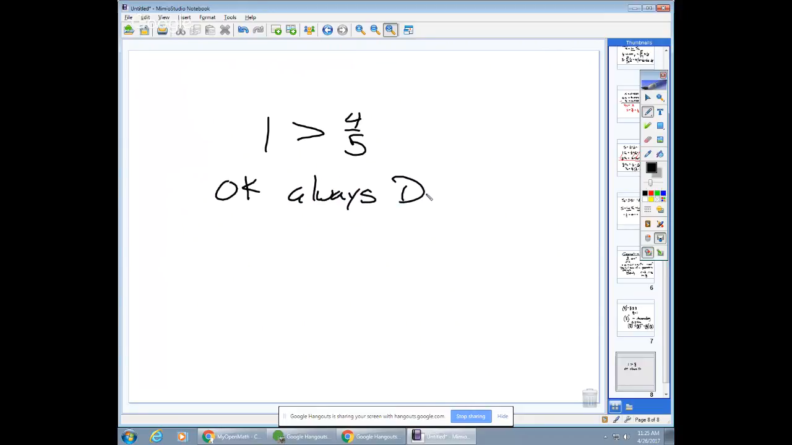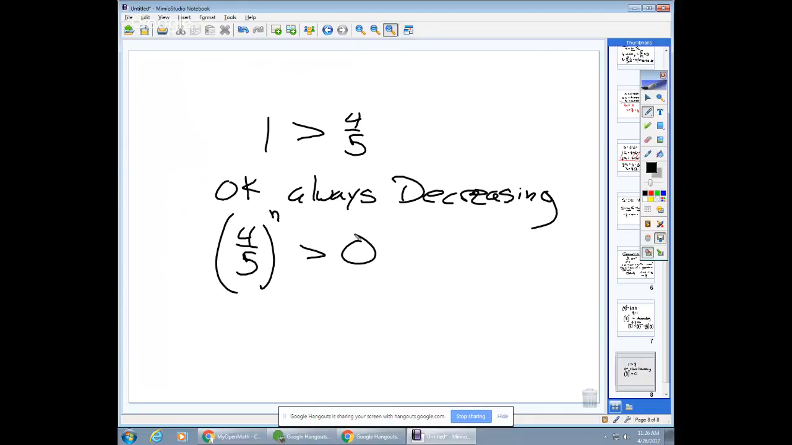Always decreasing. It's also always positive, right? So 4/5 to the n is greater than 0. So it's always decreasing and greater than 0. What do we think the limit is going to be? Yeah, it's going to be 0.